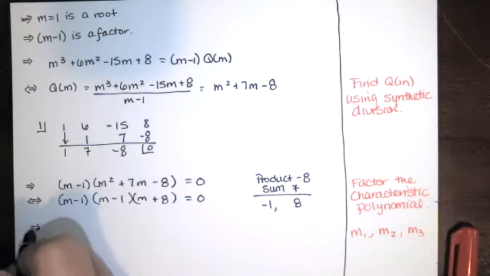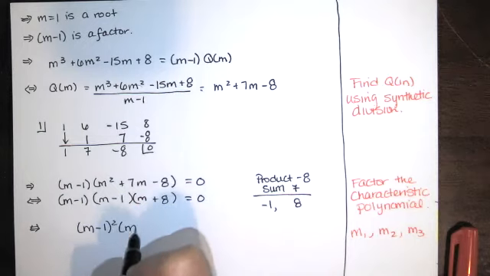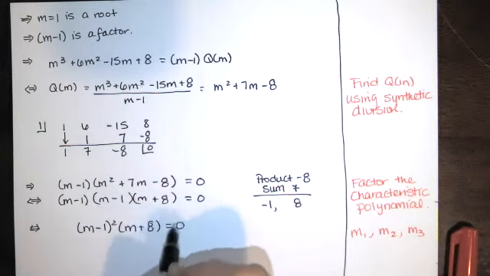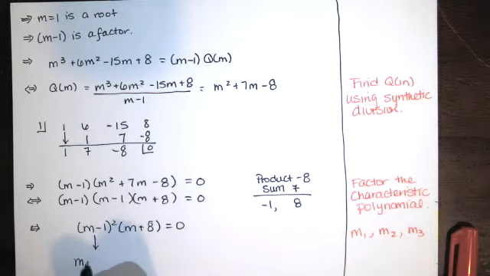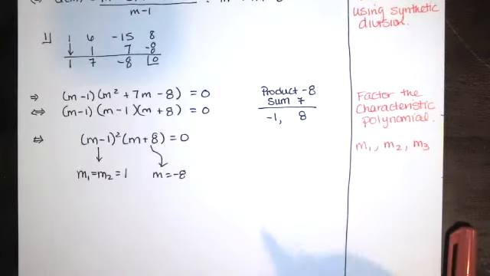Now notice we've got an m minus 1 twice, so that's m minus 1 squared. So we have a repeated root. This one tells us that m1 and m2 both have to be 1 in order for that factor to be 0. This factor is 0 when m is equal to negative 8. So if m is equal to negative 8, we get a 0 for this product. If m is equal to 1, we get a 0 for this product. So those are our m values.